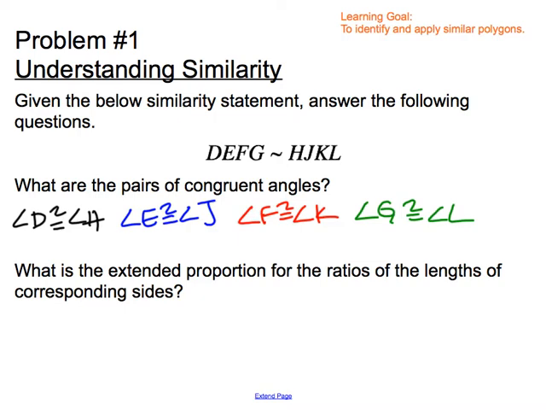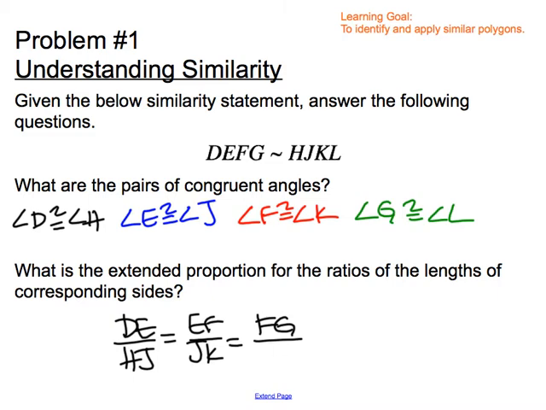For the extended proportion for the ratios of the lengths of the corresponding sides, I like to do things in a very similar fashion. I'll take the first two letters of the first figure, so in this case DE, and I'll put it in ratio to the first two letters of the second figure, HJ. And I'll go straight down the line, so EF over JK equals FG over KL, and then the final statement is first to last, or DG to HL.